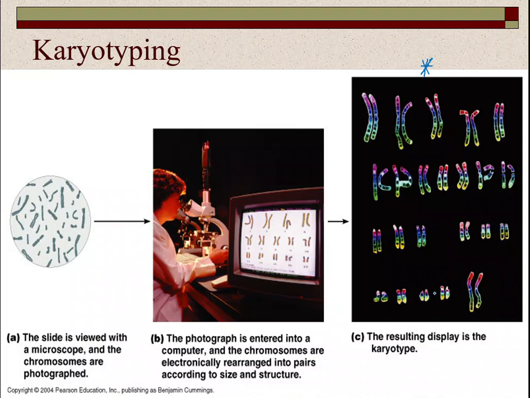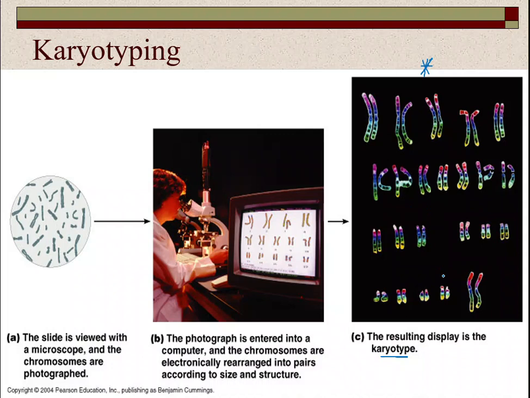So if we have abnormalities such as non-disjunction, where we're missing one chromosome, we can see this using the karyotype. So if an X chromosome is missing, we can see that. If it's a female, we can see it on a karyotype. So karyotypes are very important.